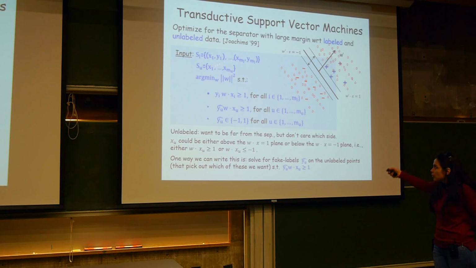I'm writing down the optimization problem. It's not convex anymore because of this, I have new variables here.